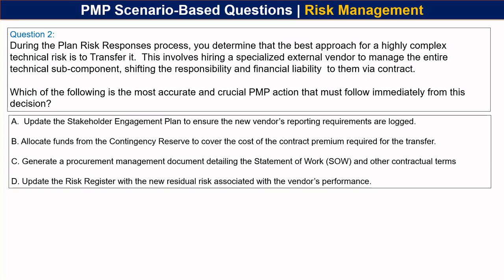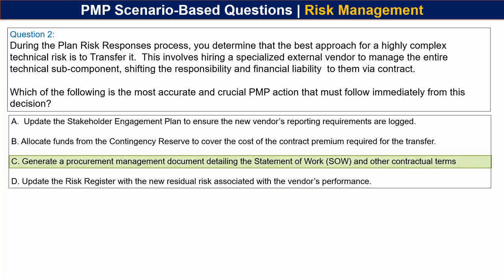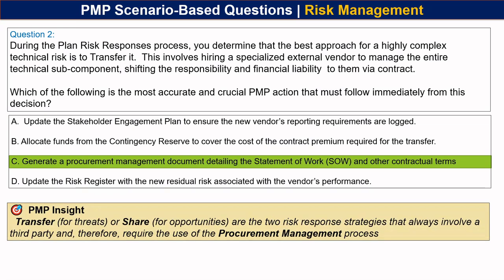And the best option here is option C. And here's the PMI insight. Transfer or share are the two risk response strategies that always involve a third party and therefore require the use of procurement management process.